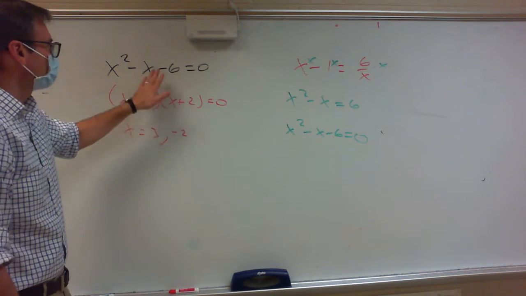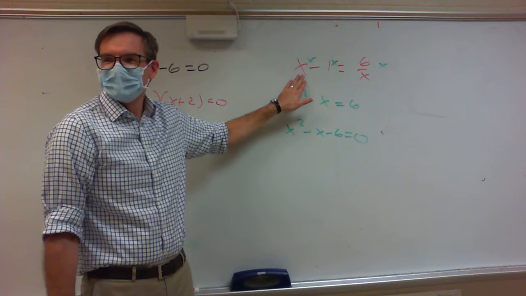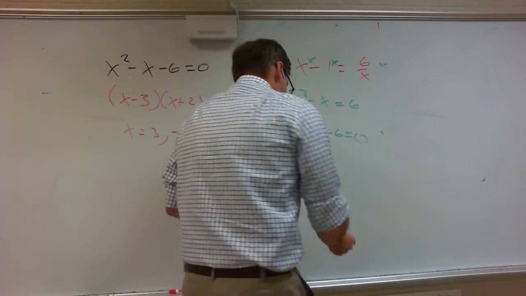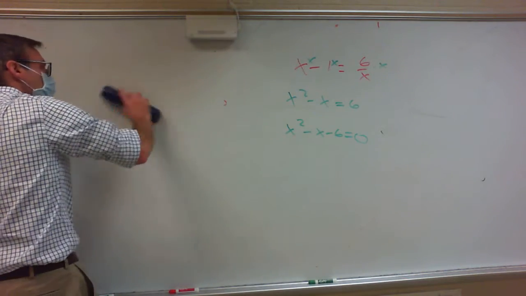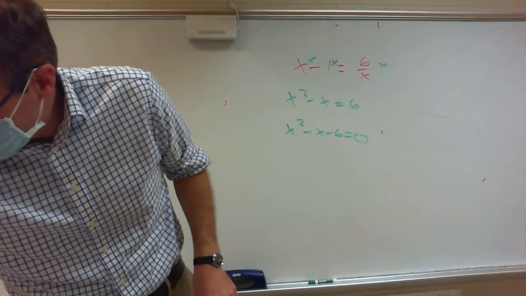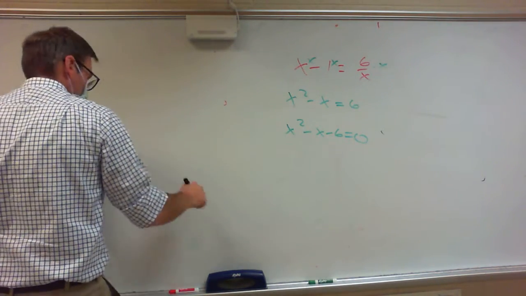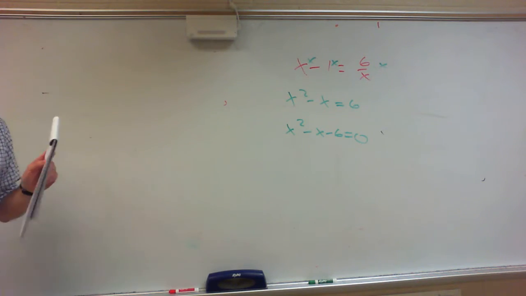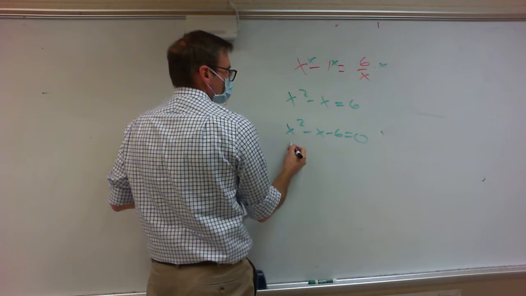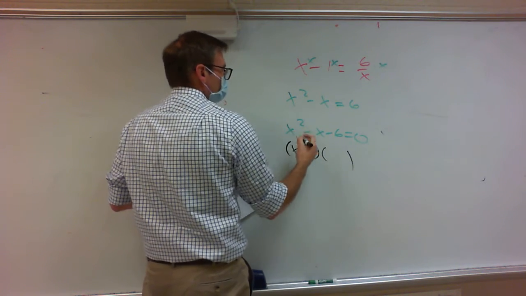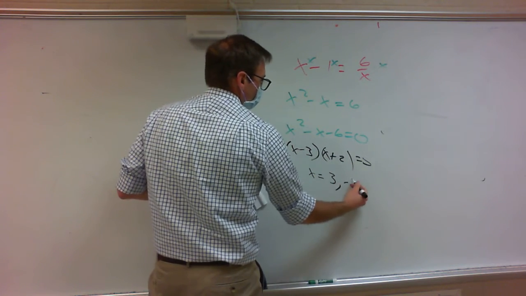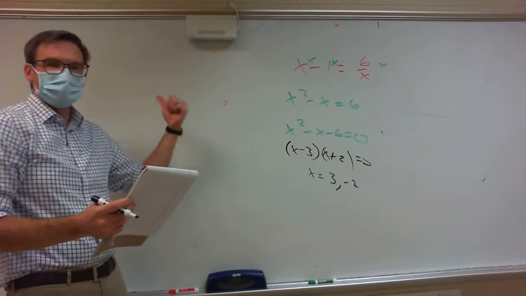I think it's kind of interesting that these are effectively the same problem, but they kind of look different. At least they start off that way. Just to finish the problem, when we finish this, you're going to factor it, so you get x minus 3, x plus 2 is equal to 0. So x is equal to 3 and negative 2. Same thing as the other problem.